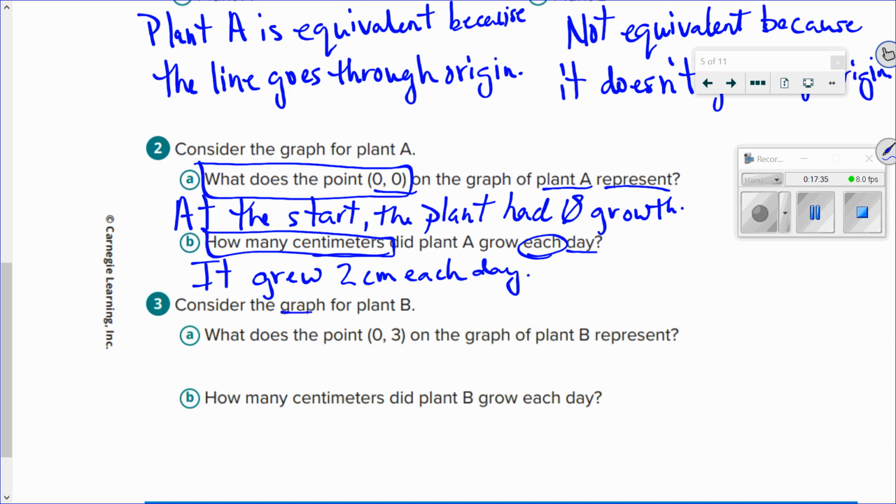Now consider the graph for plant B. What does the point 0, 3 on the graph of plant B represent? 0 days, 3 centimeters in growth. Okay, so it means what? The origin. Not the origin. It started at 3 centimeters high.